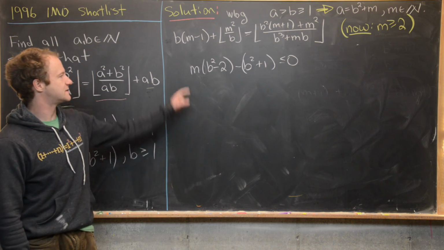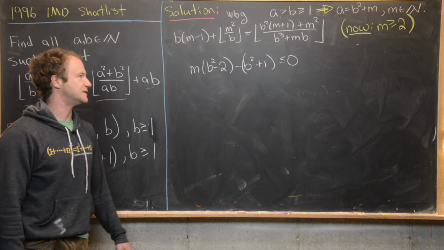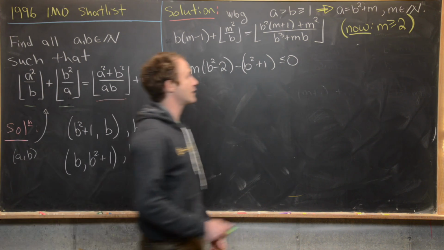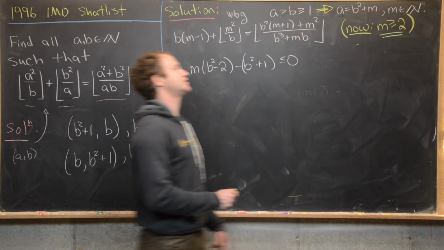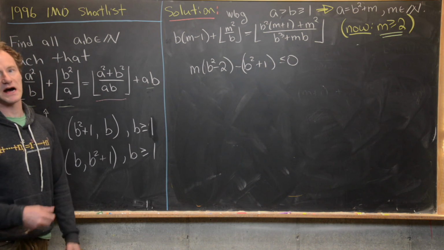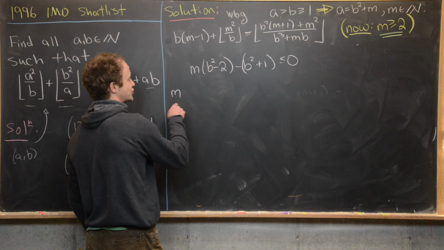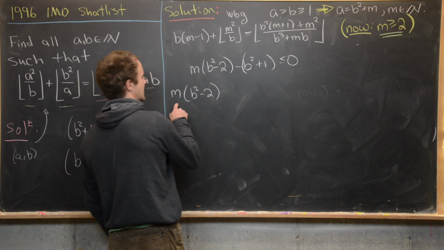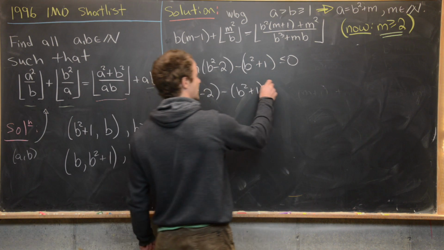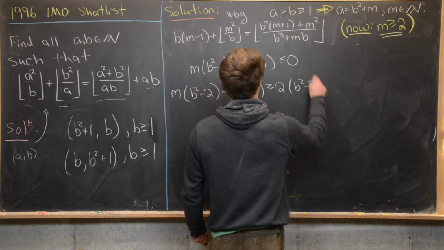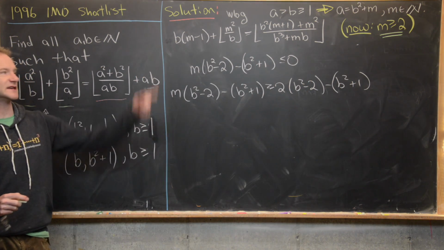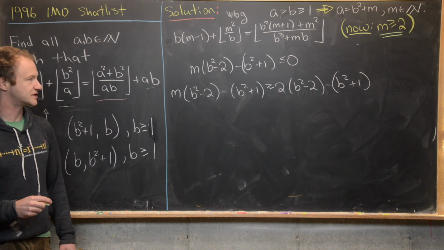We reduced our current setup to this inequality. So we've got m times b squared minus 2 minus b squared plus 1 is less than or equal to 0. Now I want to recall over here that we're assuming that m is bigger than or equal to 2. So let's see what that tells us about the possible values of b. So I'll go ahead and just start with the left-hand side of this inequality. So m times b squared minus 2 minus b squared plus 1. So that's going to be bigger than or equal to 2 times b squared minus 2 minus b squared plus 1. So I get that just by replacing m with 2, because again, we're in the setup where m is bigger than or equal to 2.